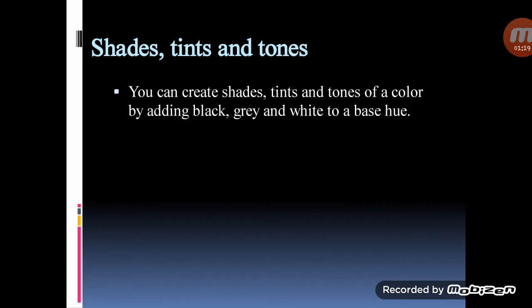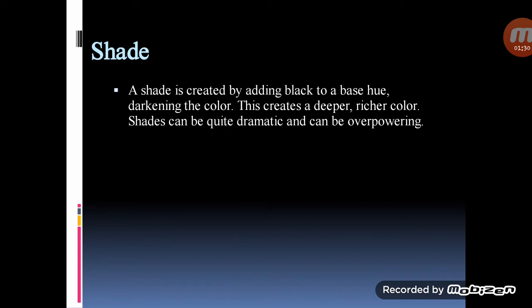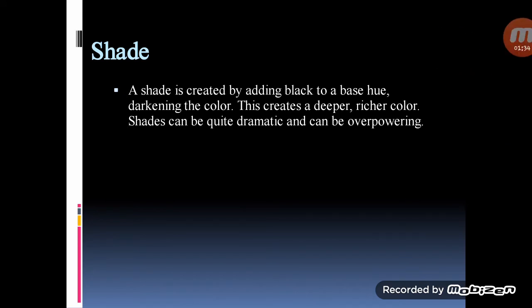You can create shades, tints and tones of a color by adding black, grey and white to a base hue. Shade. A shade is created by adding black to a base hue, darkening the color. This creates a deeper, richer color. Shades can be quite dramatic and can be overpowering.